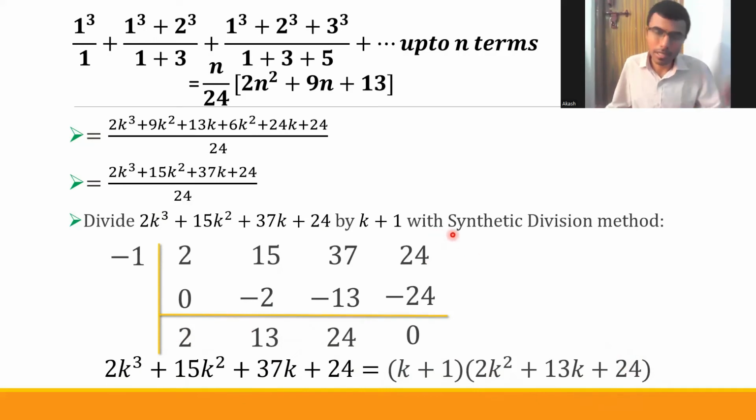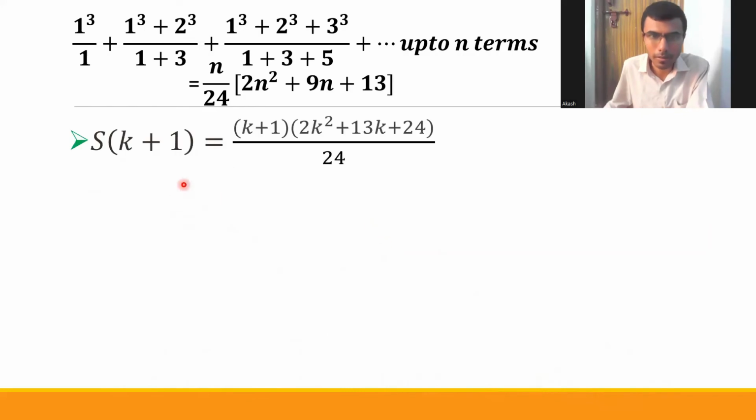You can do it like this, or if you feel you want to do it with the long division method, as I already said, you can go ahead. Therefore this cubic polynomial is equal to k plus 1 into 2k square plus 13k plus 24. Now my s of k plus 1 would be nothing but this divided by 24. That 24 is already there.